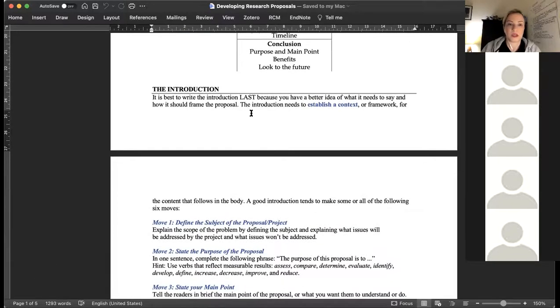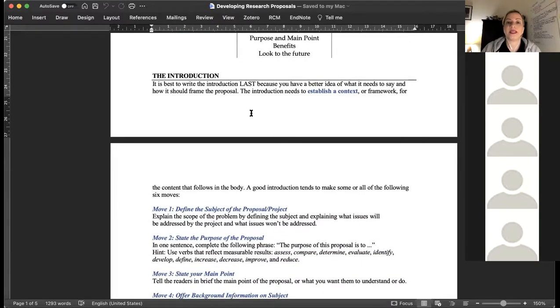Cool. So the introduction is to be written last, because then you will have a better idea of what needs to be said and how you should frame your proposal. Never ever write your introduction first. You always end with the introduction you're writing, even though it comes at the beginning. If you begin writing your introduction first, it'll look like you have no clue what you're saying. If you keep it until the end, then you will have a very clear idea of how to introduce your subject.